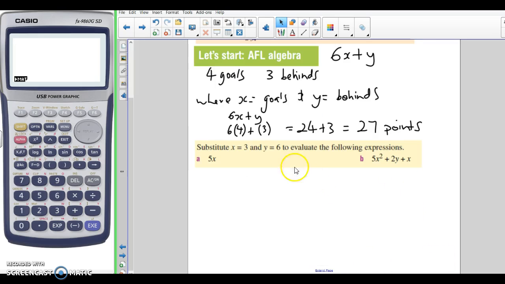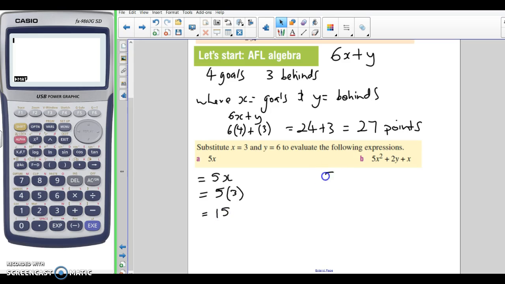So we're going to look at a couple of other questions. We're going to substitute x as 3, y as 6. In this first example, we've got 5x. Now there's no y, so we don't need to worry about the y. We're just substituting in the 3 for x. We know 5x is the same as 5 times x, so 5 times 3 is 15. Nice, simple, easy one to start with.